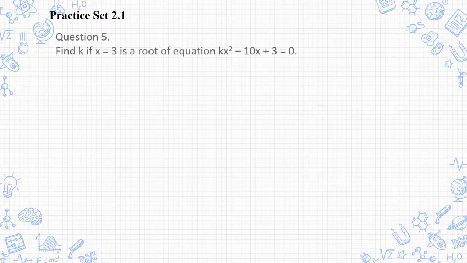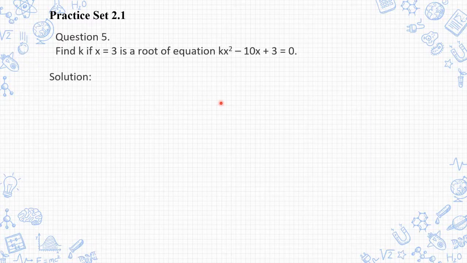So question number 5 of your practice set 2.1. Find k if x is equal to 3 is the root of the given equation. So in this quadratic equation, kx squared minus 10x plus 3 equal to 0, it is said that x is equal to 3 is a root. So what we'll do is we'll substitute x is equal to 3 in this equation and find the value of k. So x is equal to 3 is the root of the equation kx square minus 10x plus 3 equal to 0.